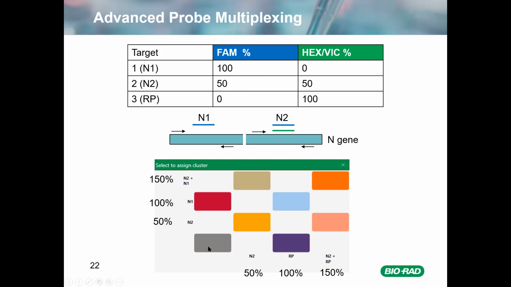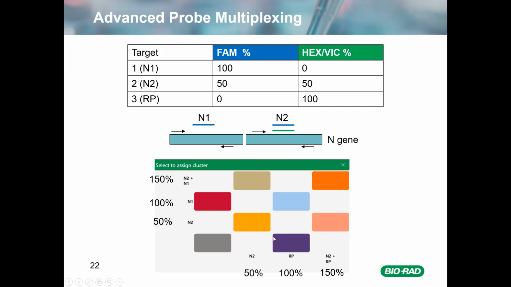So if we go halfway between N1 and our negative, and then over halfway between our negative and our RP, we have our N2 target. All right, so it has half the fluorescence of FAM and half the fluorescence of HEX, which slides it down in between. I like to think of this kind of like a baseball field. So you've got home plate, right field, center field, left field. Okay, now this is the easy part.